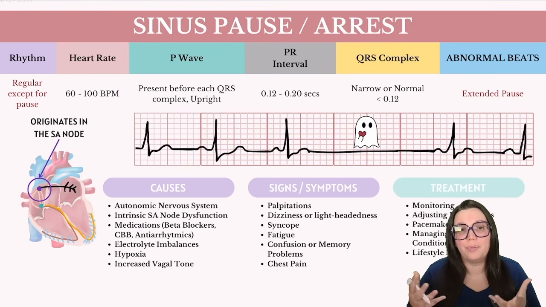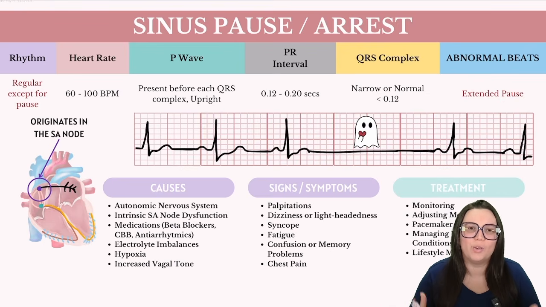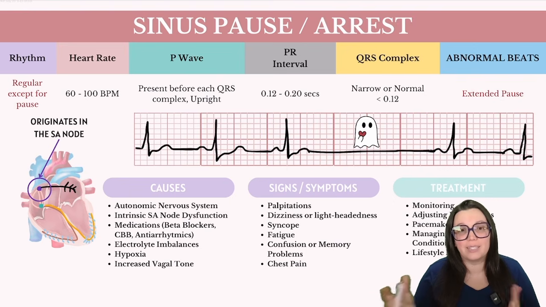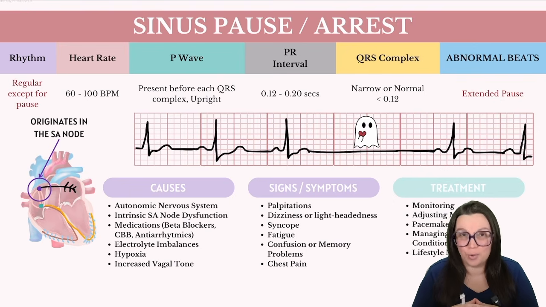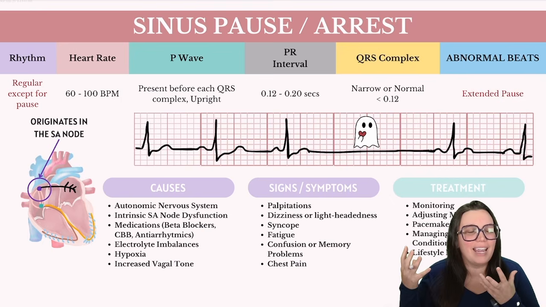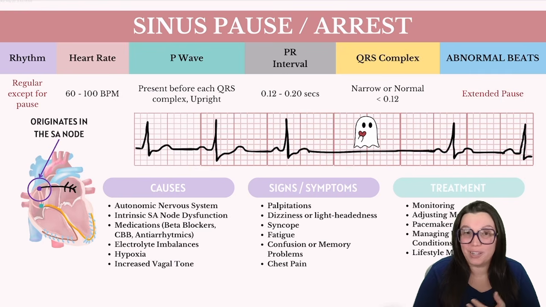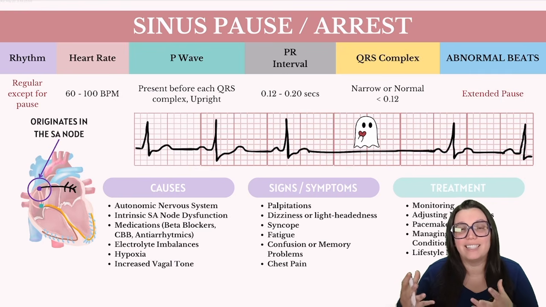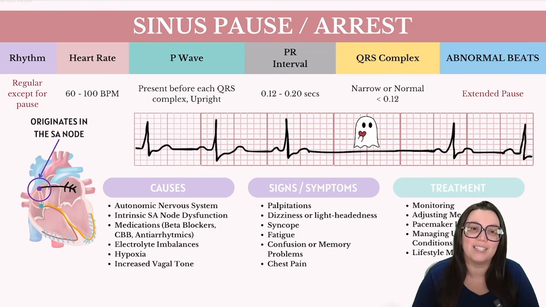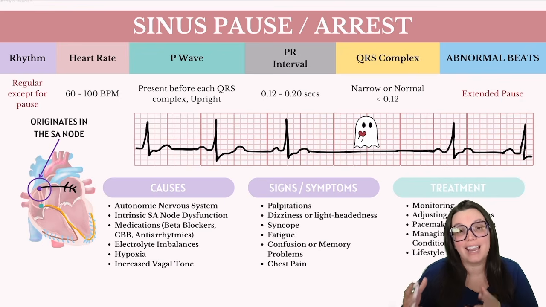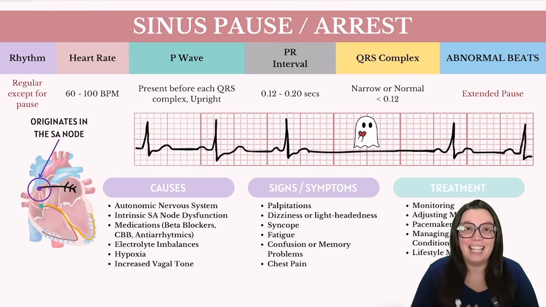Despite these abnormalities, the PR interval is going to remain within normal limits, and the QRS complex width is going to be narrow and normal. This rhythm can be caused by a number of reasons. The autonomic nervous system, which controls involuntary bodily functions, including our heart rate, can cause excessive stimulation when it comes to our vagus nerve, leading to a decrease in that SA node impulse generation. This is often seen in response to physiological stimuli such as gagging, vomiting, or intense emotional stress.